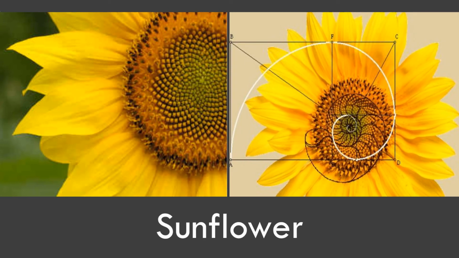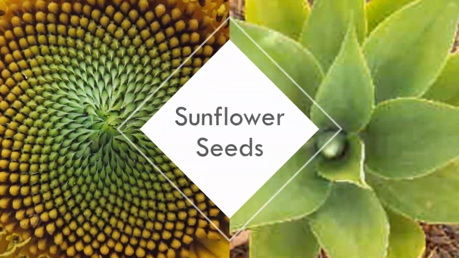We can also see the Fibonacci sequence in the sunflower, as you can see at the center of the sunflower. We can see also in the sunflower seeds some examples of the Fibonacci sequence. You can see the beauty of nature that has the Fibonacci sequence.